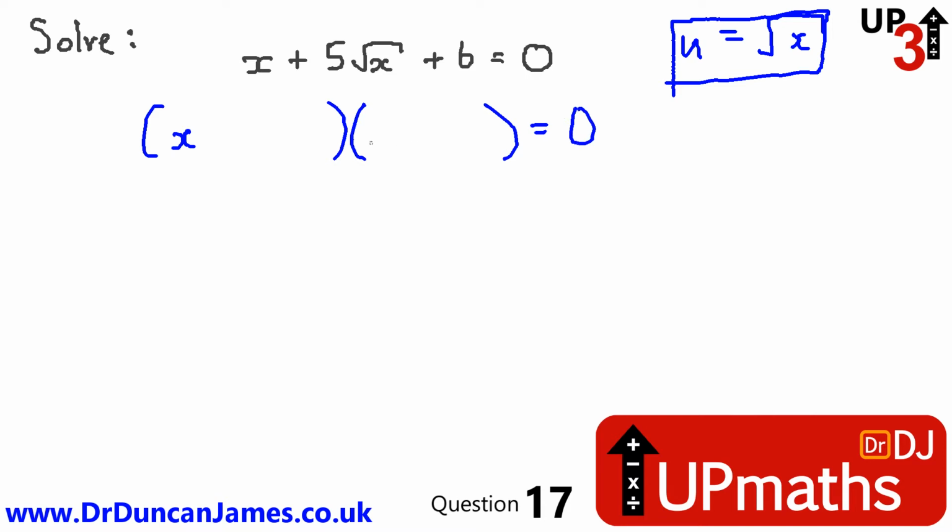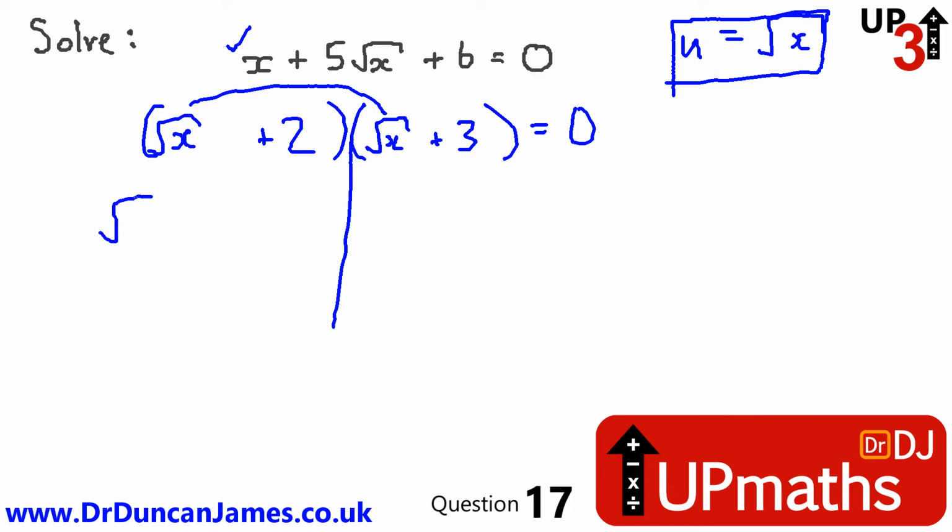Okay, so this is really weird. And if I put root x, what's root x times root x? It's x. Aha. Now we just need to make a plus 6, so let's put a plus 3 and a plus 2, because if we then multiply that out, yep, that does work. So now we know that root x plus 2 equals 0, or root x plus 3 equals 0.